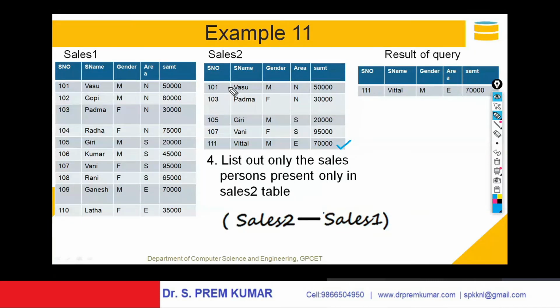Here Vasu is there, so you will not get Vasu. Padma is there, 103 Padma is there, so you will not get this. Giri is there, you will not get. Vani is there, you will not get. Whittle, you don't have Whittle here, and hence you will get this 111 as an output. You can see here you got 111. That is nothing but difference.